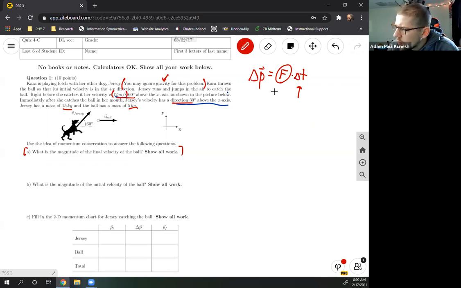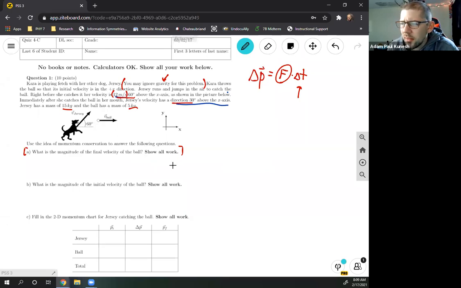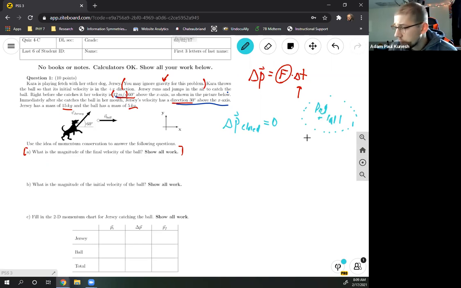Okay, so when I encounter a problem where I'm not really sure what's up, it's good to just write down the things that I know. So one thing that I know is that the change in momentum for a closed system should be 0. In other words, since I can neglect gravity, there's no external forces acting on my dog plus ball system. The total change in momentum for the two of them combined should be 0 throughout this process.